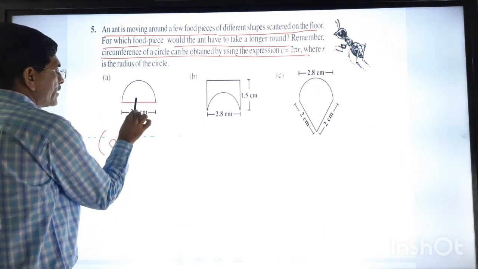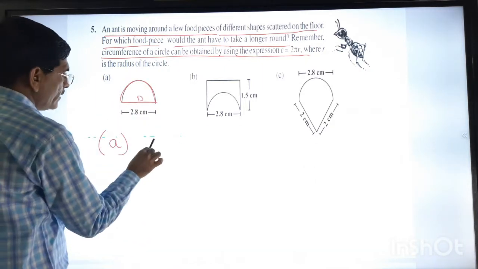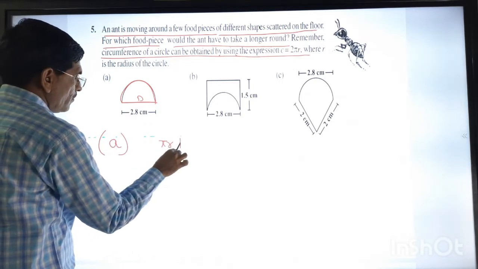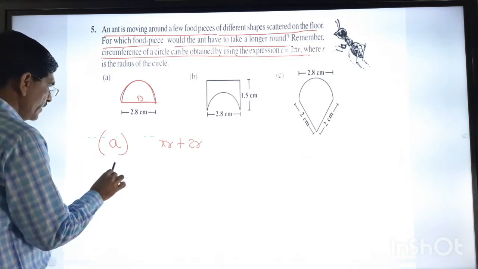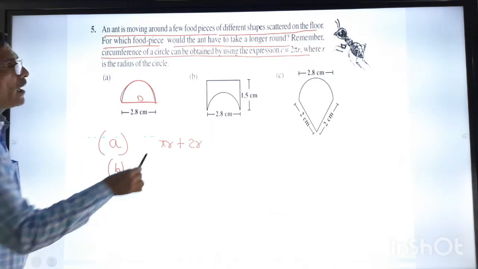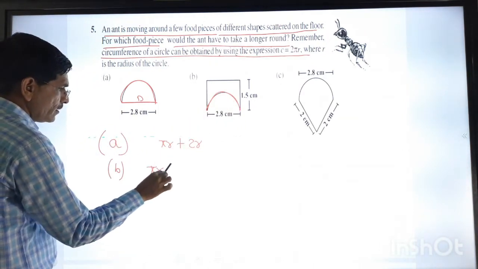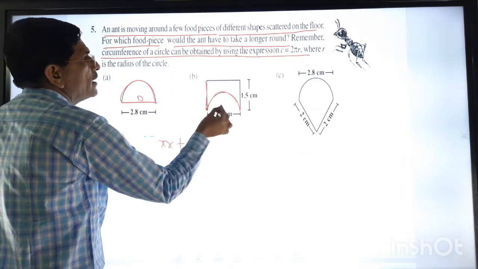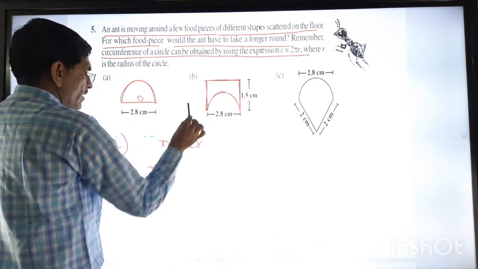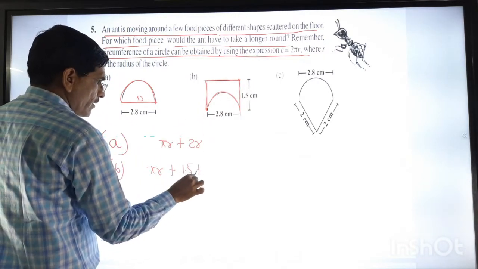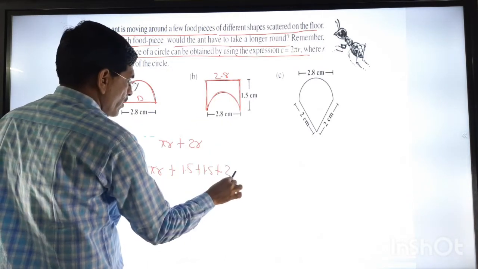So here it is a diameter. Here it is a semicircle, that is pi r. So in A, pi r plus diameter, meaning 2r. First condition. In B, second condition. Again here it is a semicircle, that is pi r. Now here it is length, here it is length. So 1.5, 1.5, 1.5, 1.5 plus here it is 2.8, 2.8.